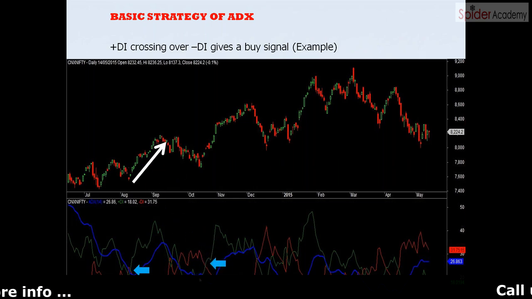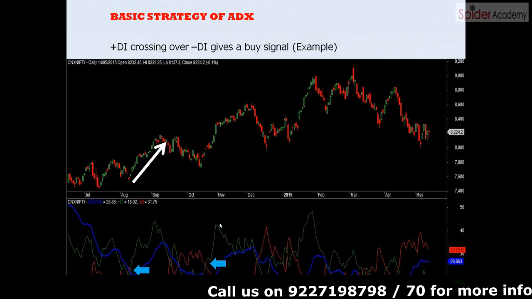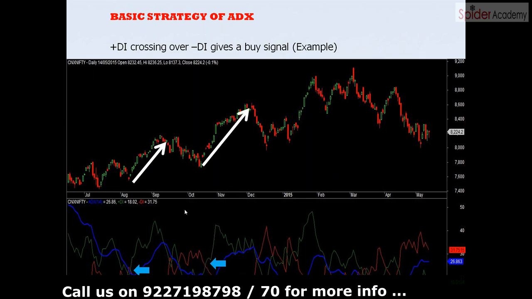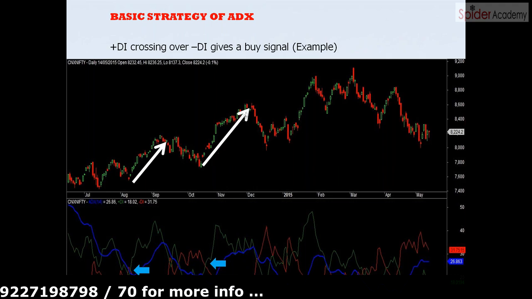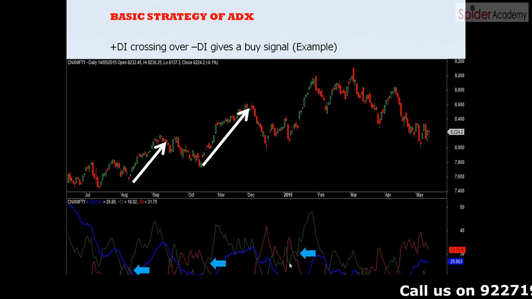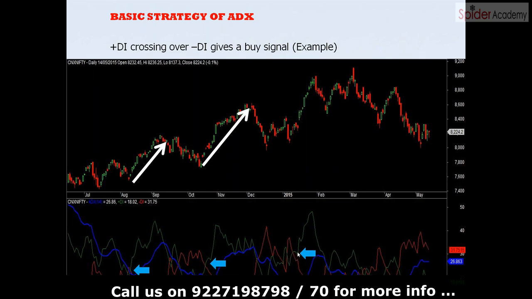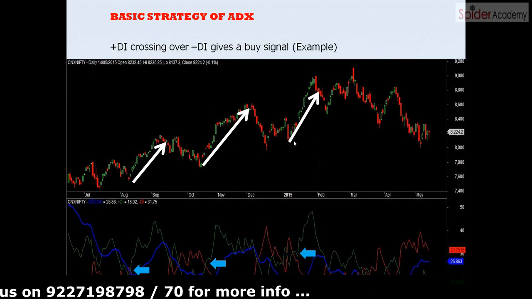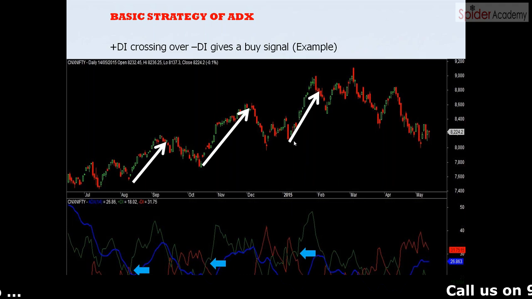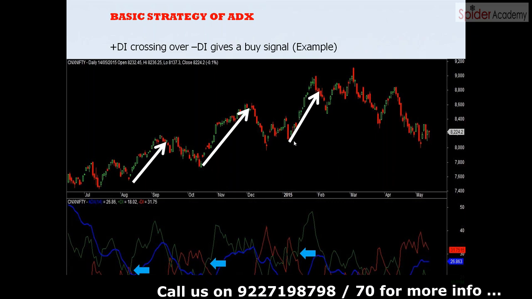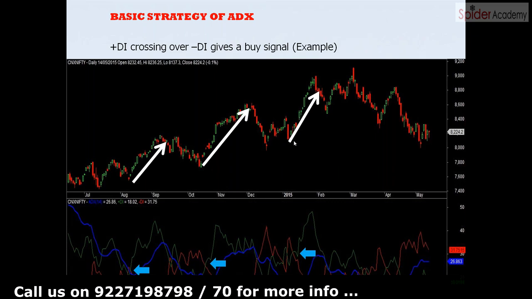Again, positive DMI crossing the negative DMI from below and going ahead. What happens to the price? Once again, a smooth trend upward. Once again, positive DMI crossing the negative from below. What happens to the price? So this is the basic strategy of ADX in which a buy signal is generated. There is nothing else, just positive DMI crossing negative DMI. It gives a buy signal.